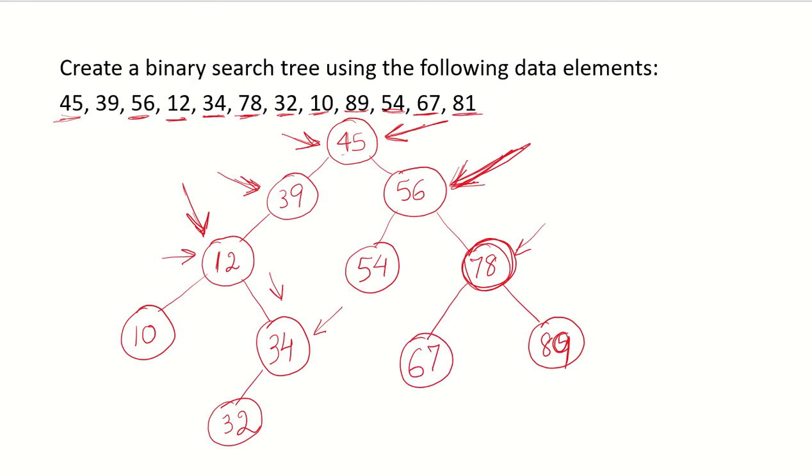81 is larger than root node 45, so we go right. Compare it with 56. Again it is larger than 56, so we go right again. 78, it is larger than 78, so we go right again. We reach node 89. We compare it with 89. 81 is smaller than 89, so it will form the left subtree of this node having value 89.